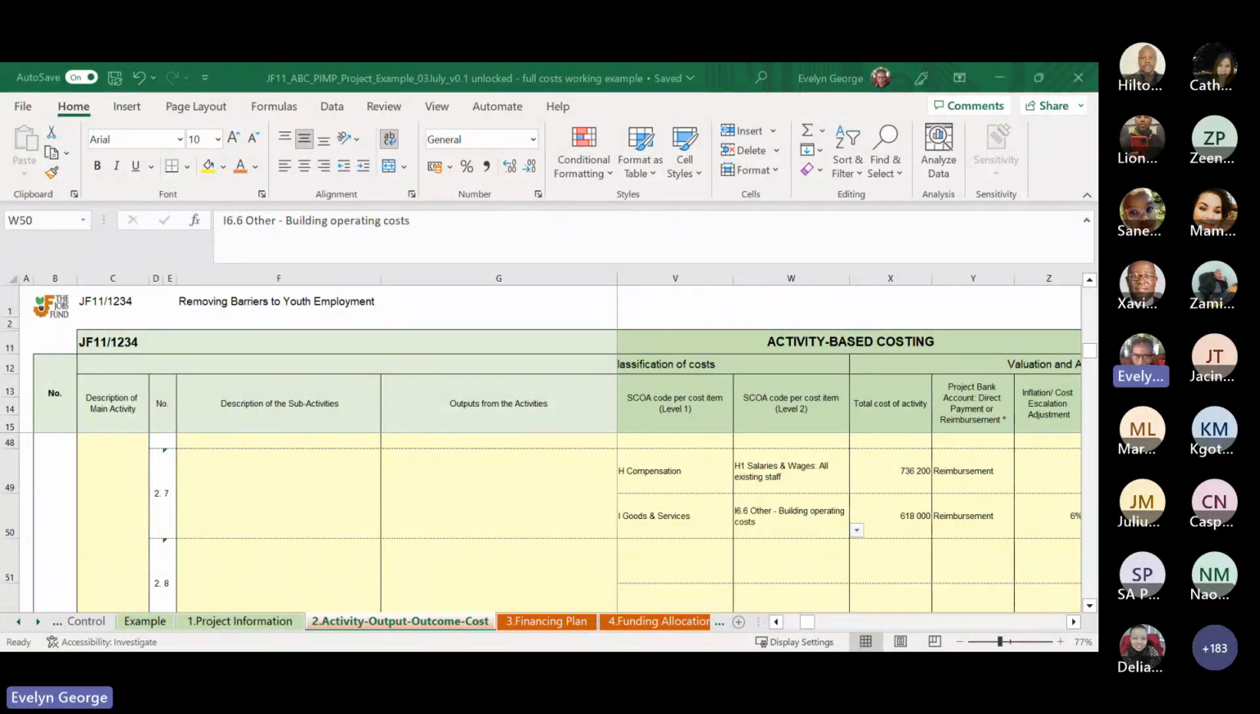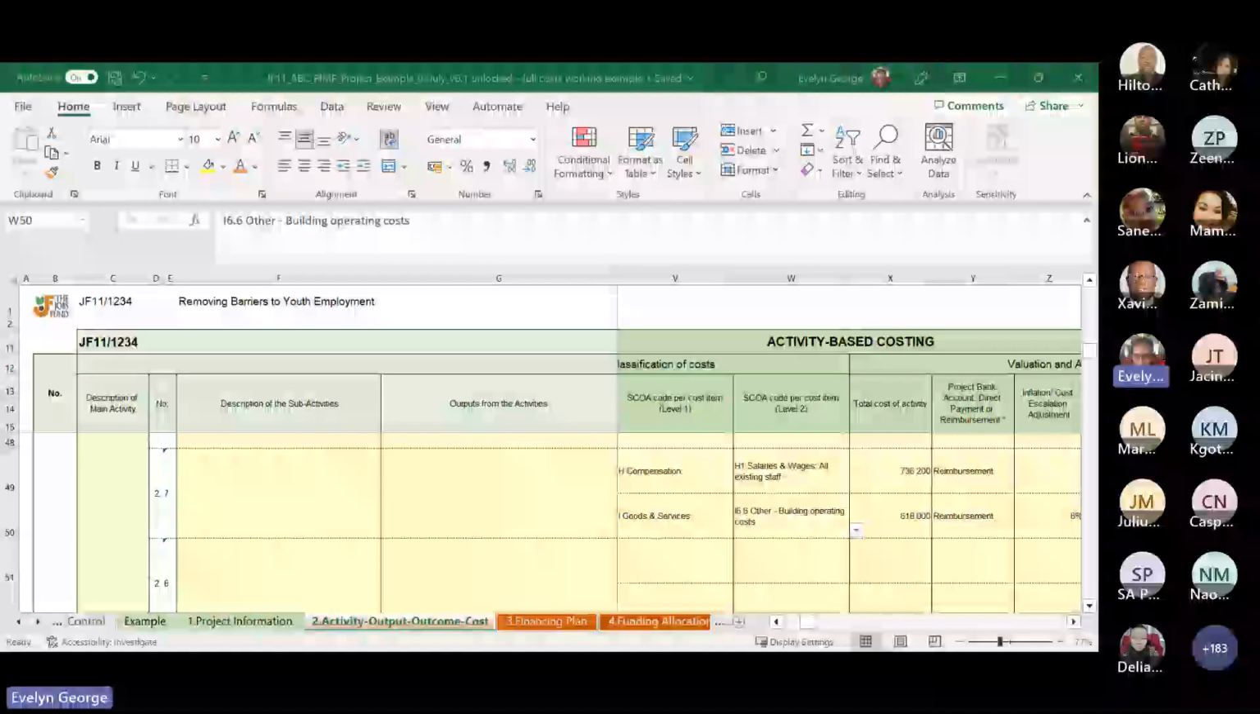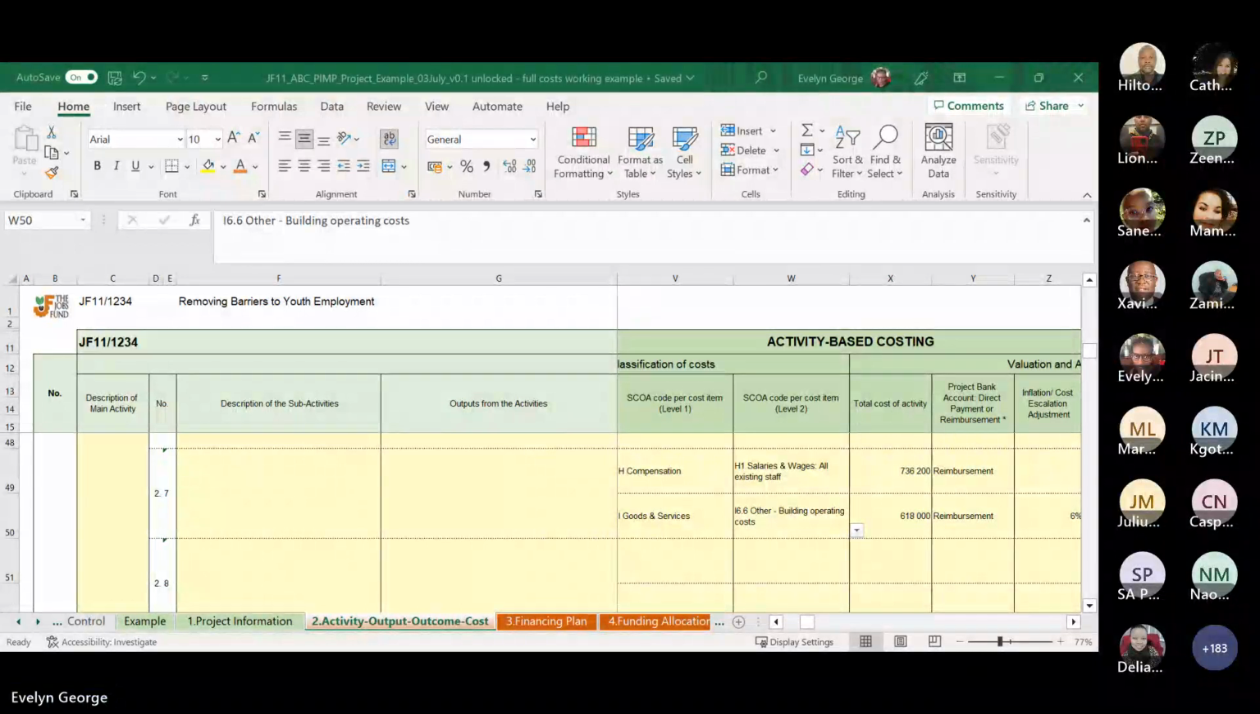Yeah, actually, we are now into our lunchtime, right? So I wanted to check if we can break here and come back to deal with the financing plan, funding allocation, and SCOA. I think we were scheduled to come back at 12:50 anyway. 12:40. PD? Okay, thanks very much.